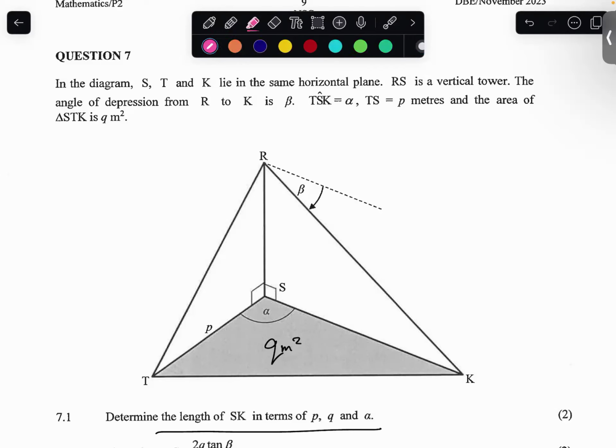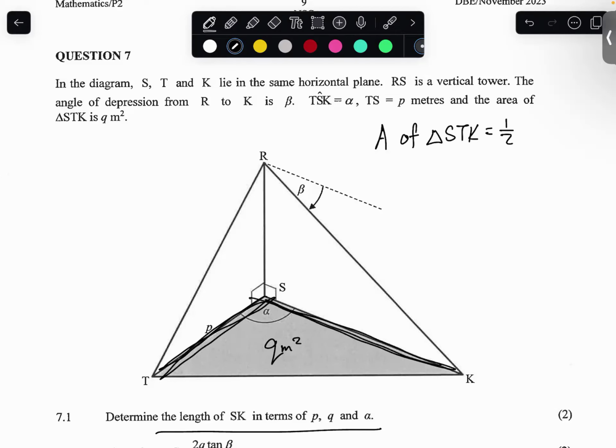So for the area rule on this triangle, I need two sides and its included angle to get the area. But now I have the area, so I'm still going to use the area rule. And this is what I'm going to do. I'm going to say the area of triangle STK is equal to a half into the two sides, this one and this one, the sine of its included angle. That's the formula. So a half into ST into SK, the sine of its included angle, which is alpha.